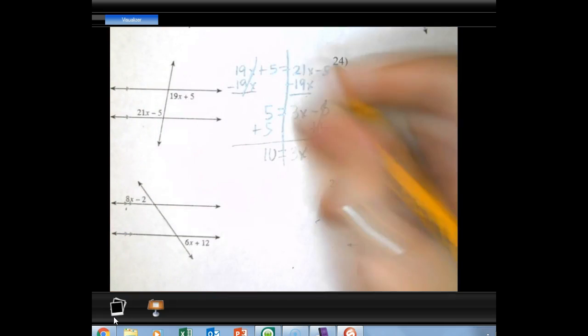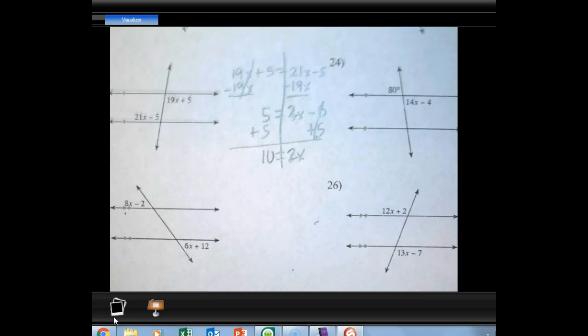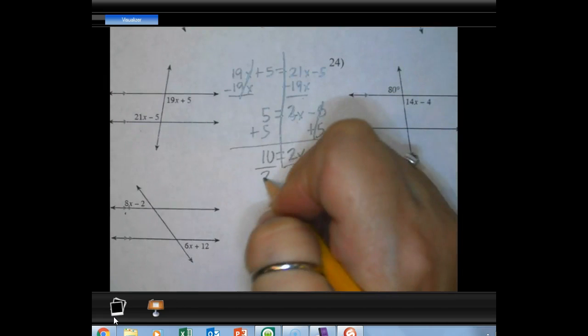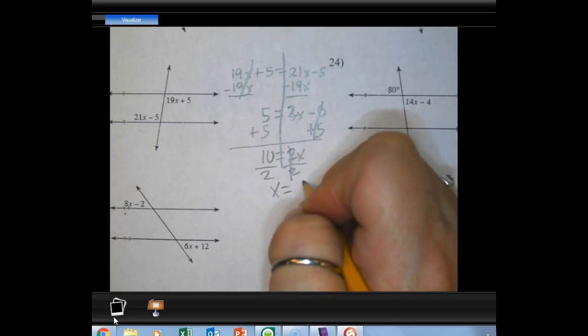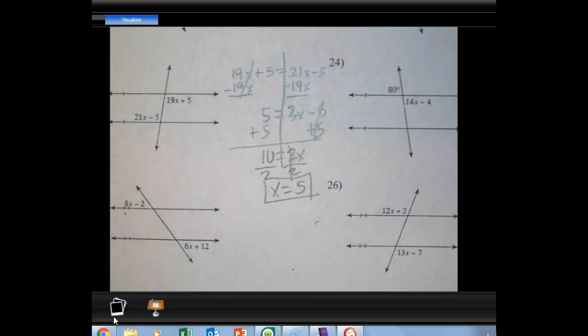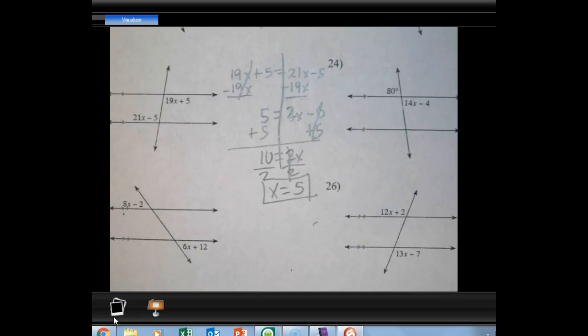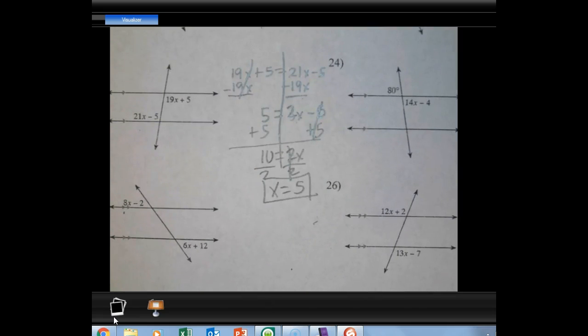By the way, guys, I don't know why I listened to you. This is a 2. I'm going to divide both sides by 2. So x, again, is equal to 5. I just swapped sides at the end, but that's my answer. Okay?